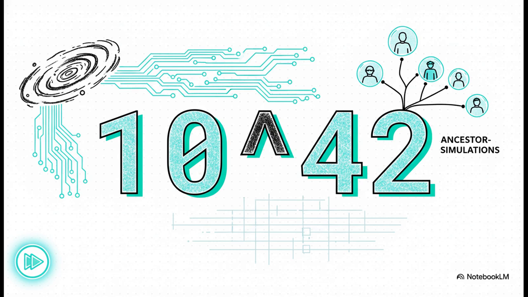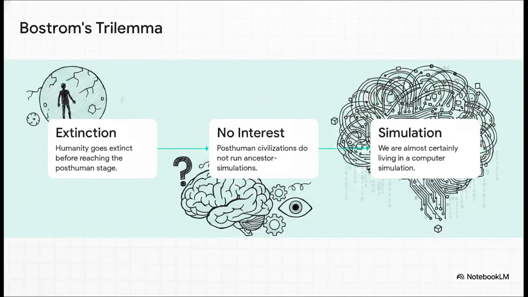These would be highly detailed, fully conscious simulations of their own evolutionary history, packed with billions of artificial minds that genuinely believe they are flesh and blood human beings. Bostrom distills this concept down into a clean trilemma, 3 distinct propositions, and he argues that at least one of them absolutely must be true.